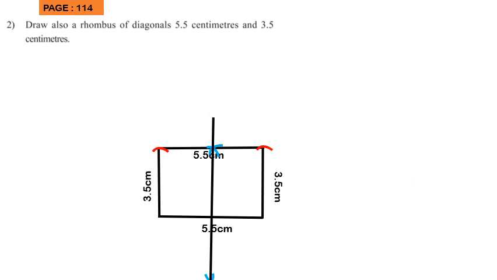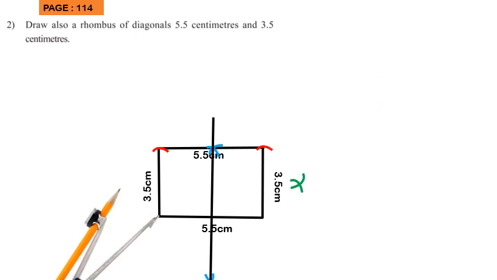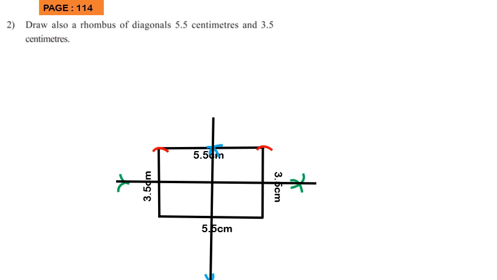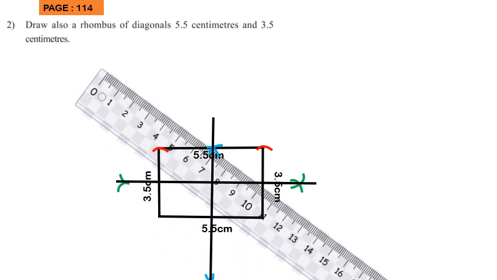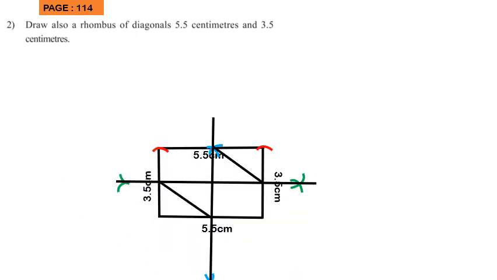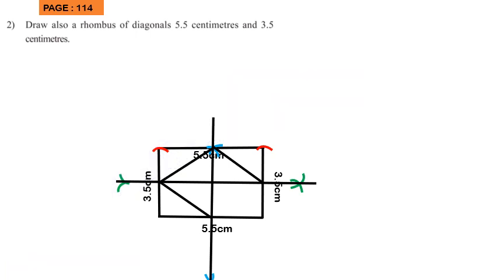Again, take 3/4 of the breadth in a compass and draw arcs on both sides of the vertical line, or draw arcs like this. Then join these intersecting points by using a ruler. Now we get the midpoint of the breadth side. By joining these midpoints of sides, we get a rhombus of diagonals 5.5 centimeter and 3.5 centimeter.